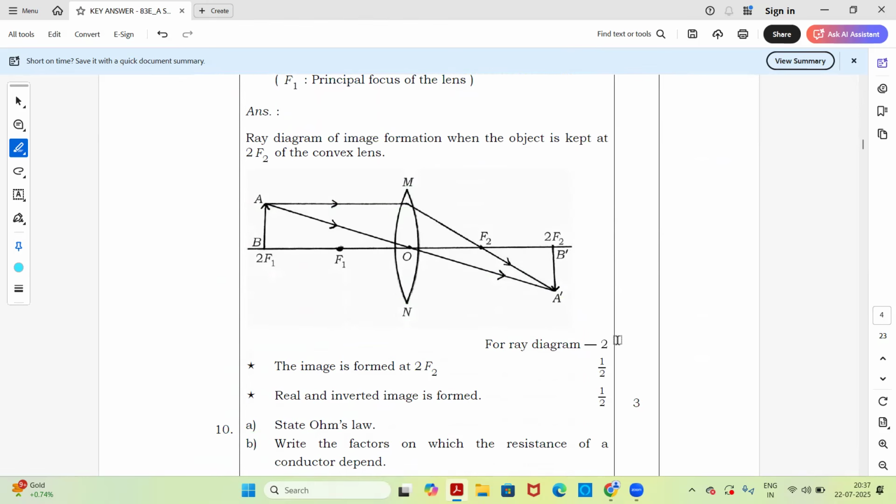Again, the segregation of marks is given here. For a ray diagram, you get 2 marks, and half a mark for each point that you mention in the explanation.